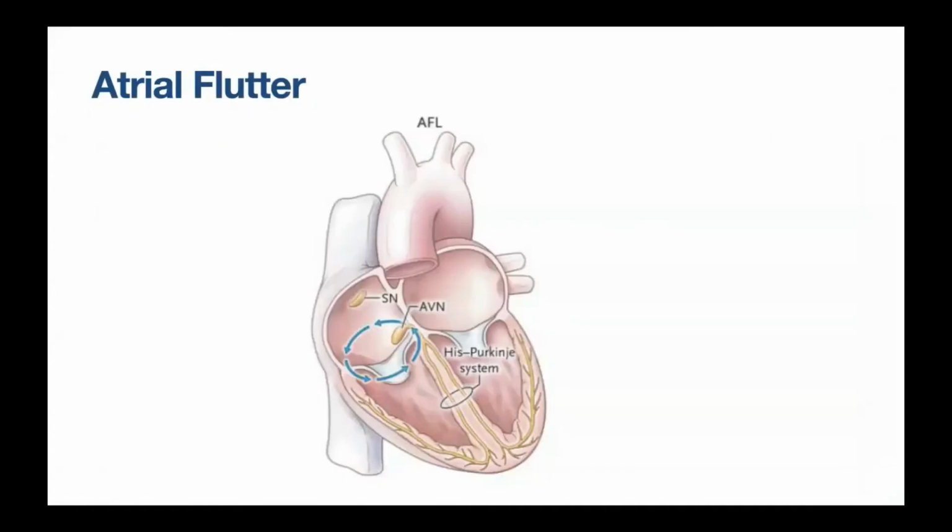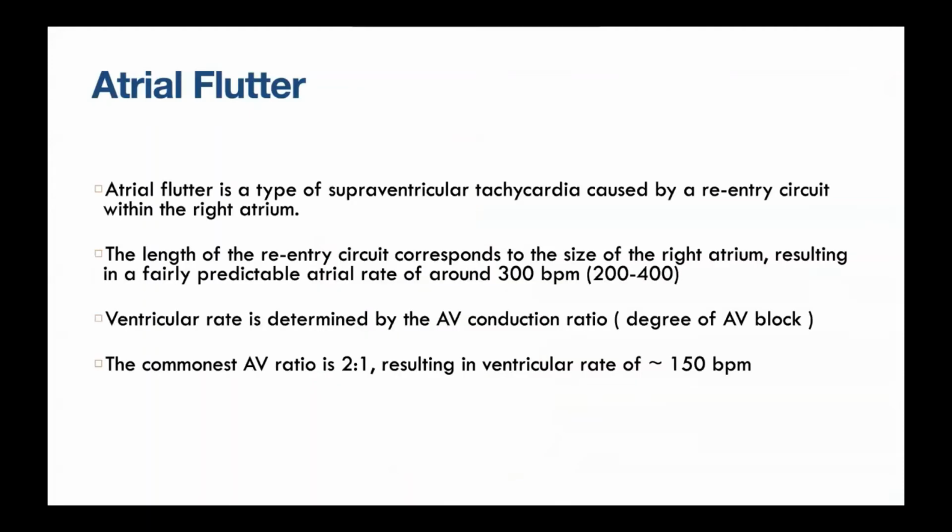Atrial flutter, again, it's a re-entry tachycardia. Once you hear the terminology of re-entry, that means it has abrupt onset and offset. The circuit here in atrial flutter most of the time is around the tricuspid valve, the cavotricuspid isthmus re-entry circuit. The length of the circuit itself depends on the atrium, the right atrium. So if you have a dilated right atrium, you might find a slowish heart rate. If you have a normal right atrium, most of the time you find the atrial rate around 300.